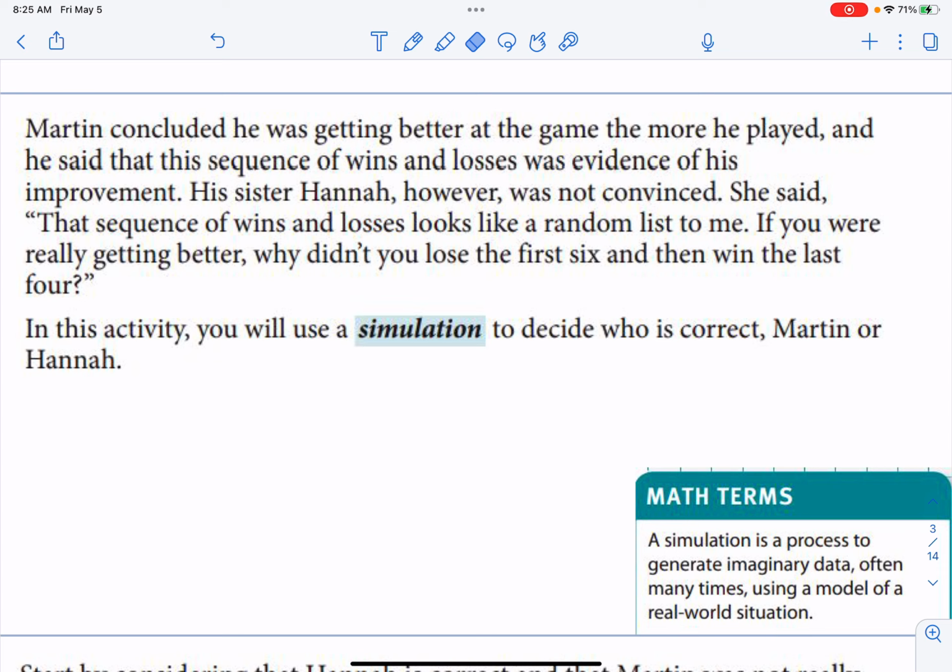He has a sister, Hannah, however, who's not convinced. She said, the sequence of wins and losses looks like a random list to me. If you were really getting better, why did you lose the first 6 and then win the last 4? Okay, so in this activity, we're going to use the simulation to decide who's correct, Martin or Hannah.